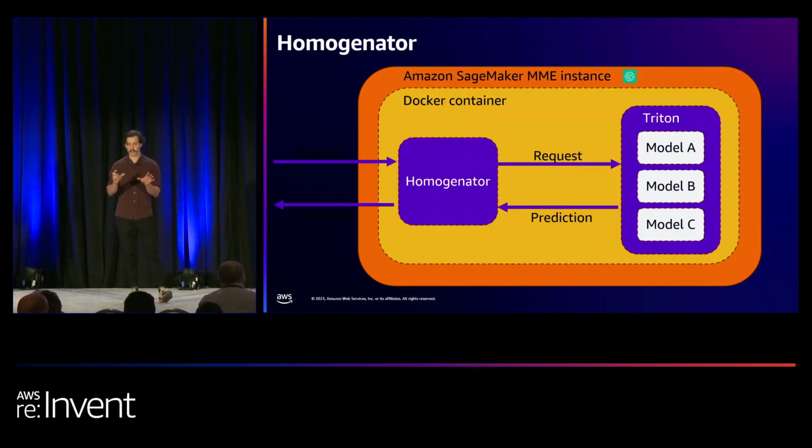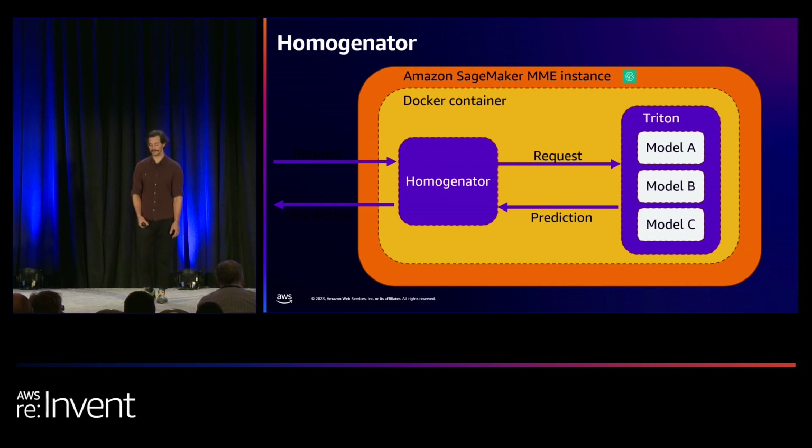So you have that SageMaker MME instance. Inside that, generally people are running a Docker container. What we've done is, inside that Docker container, we run two processes. One is what we call homogenator. Yeah, that's from the concept of milk. But yeah, it makes everything look the same.